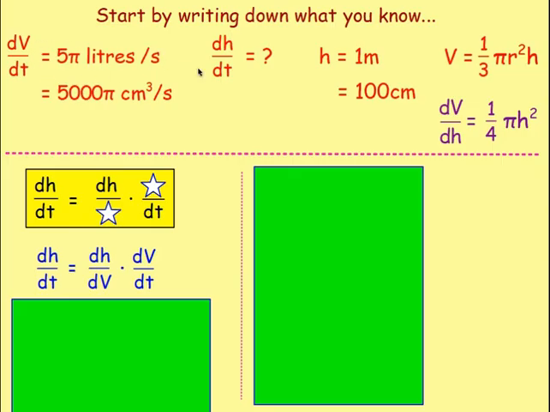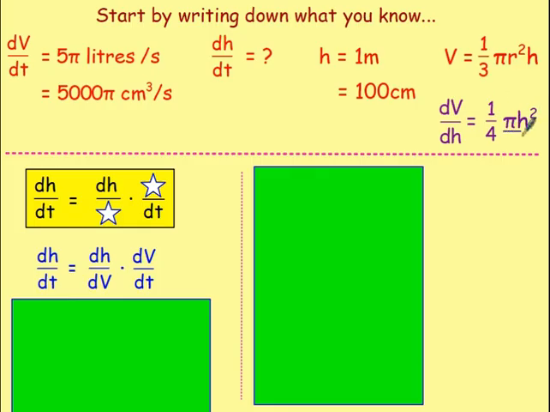So with all of our information that we wrote down at the very start, we can now add dv by dh to that. If we go back to the original equation as well, we had dh by dt equals dh by d something times d something by dt, and it was dv that we decided to put in. So we've got dh by dt equals dh by dv times dv by dt. We now need to sub both of these in. So dh by dv, what is that? Well, if you think about dv by dh, that's 1/4 times pi times h squared.